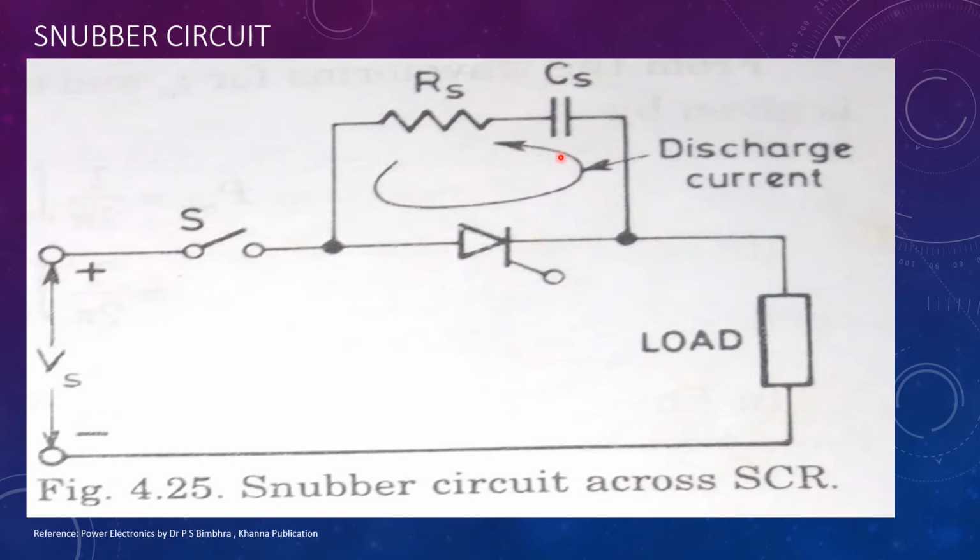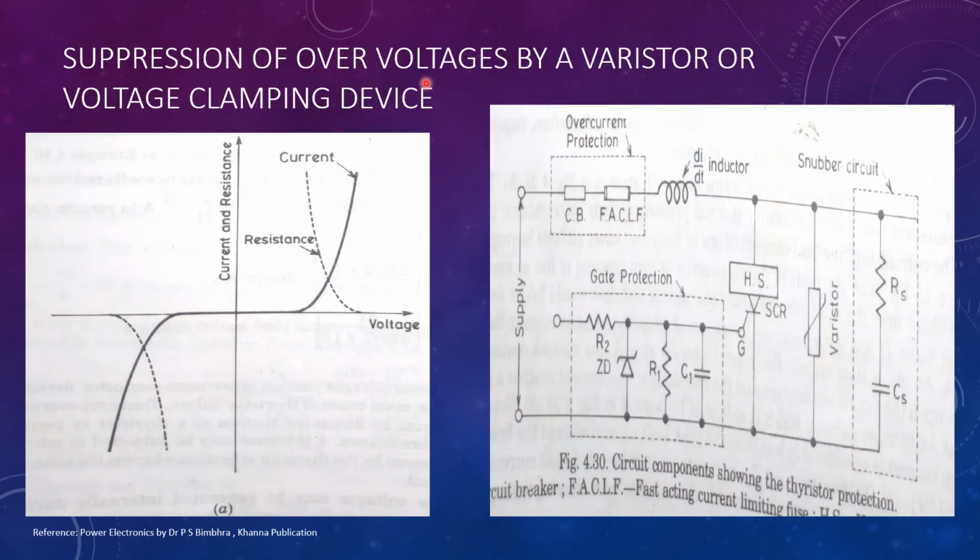Now, when the thyristor is turned on, the discharge current Vs upon Rs is very small, and turn-on di/dt is reduced. To suppress overvoltages, a varistor or a voltage clamping device is connected across the thyristor. A voltage clamping device is a nonlinear resistor connected across the SCR. The voltage clamping device has the following resistance characteristic with increasing voltage.